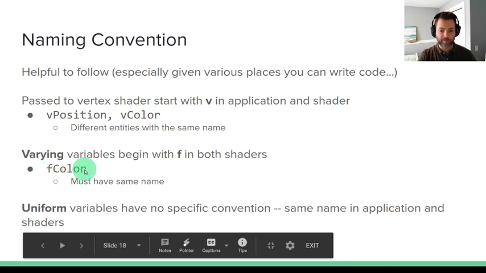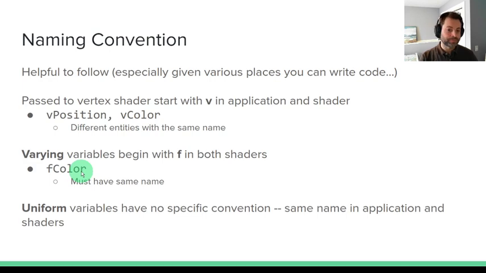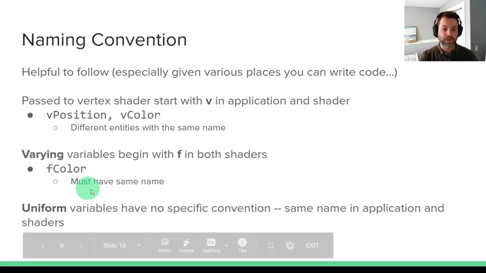So we've seen this F color variable before. You might have thought, oh, that's weird, they have the same name. This is why. It's varying, and it's used in both places to make it F.